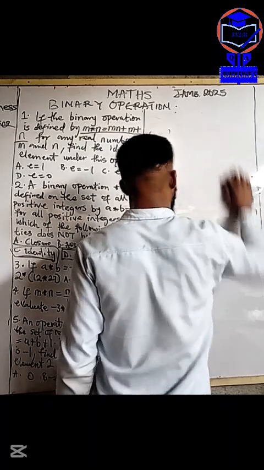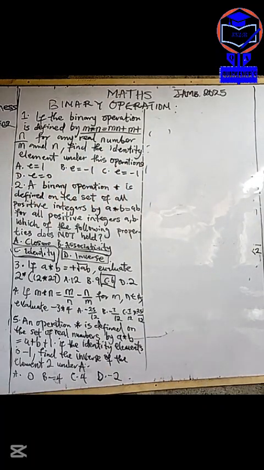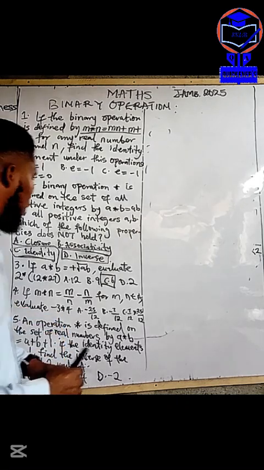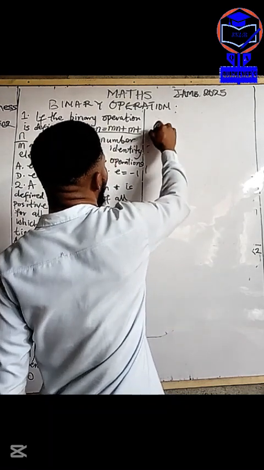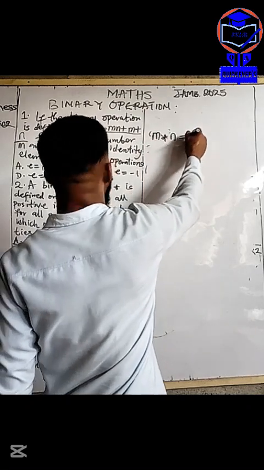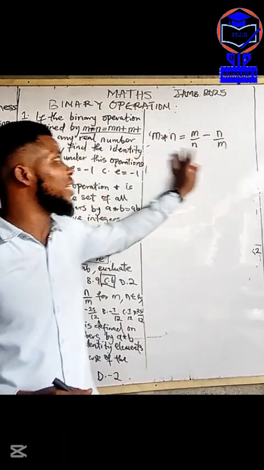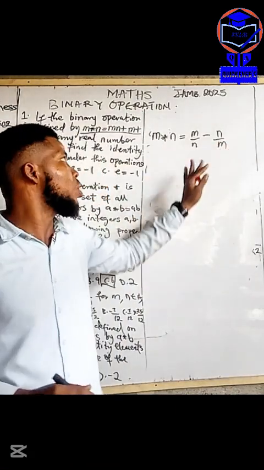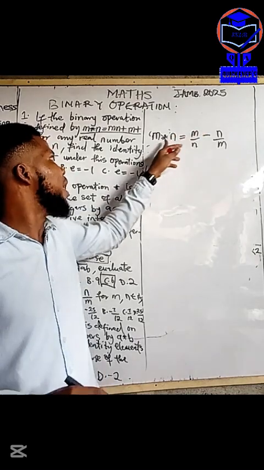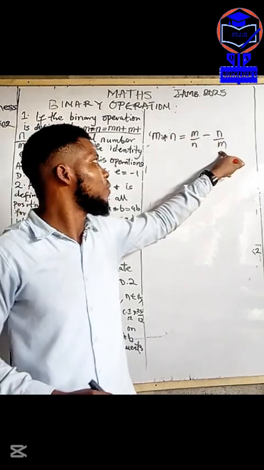The next question. The next question is, if m operator n equals m over n minus n over m, for m, n element of A, evaluate minus 3 operation 4. So the operation m operation n equals what? m over n minus n over m. Alright, this is just a pattern on how you should do the operation. You just plug in the first number here, then the second number there, minus second over first.